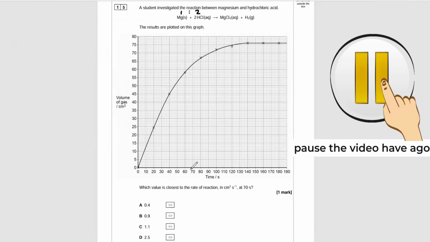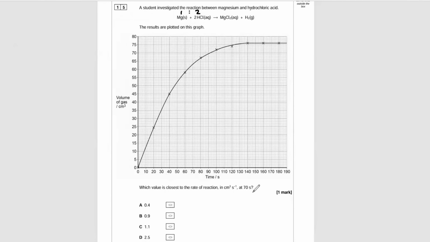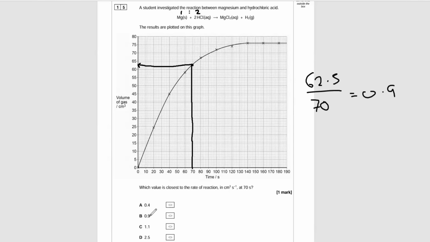We actually don't need that ratio. Anywho, you might think you've got to do this. So let's go along. It says, which value is closest to the rate of reaction at 70? So you might go, well, let's go along to 70 seconds at the bottom and draw a line up. Draw a line across. Look at that bent line, right? 62.5. And then we're going to do centimeter cubed divided by seconds to get cm cubed s to the minus 1. So we might go for 0.9.